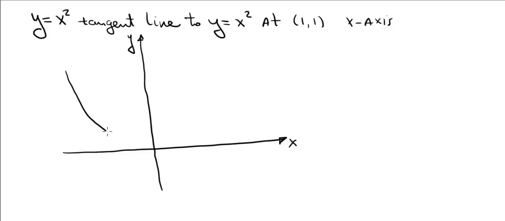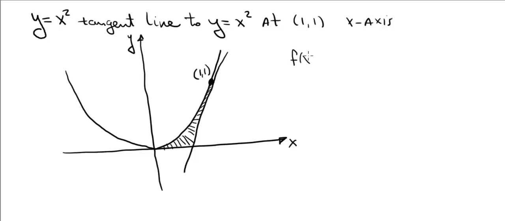This is the graph of the parabola y equals x squared. Let's say this is the point (1, 1). The tangent line goes down like that, and along with the x-axis you can see that the region in question is right there. So we want to find the area of that region, but first we have to find the exact equation of the tangent line.